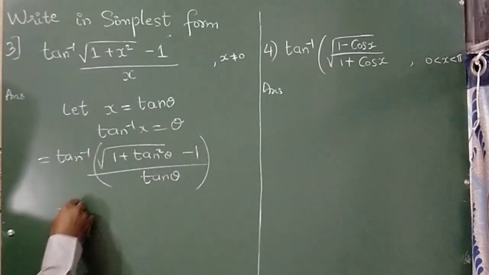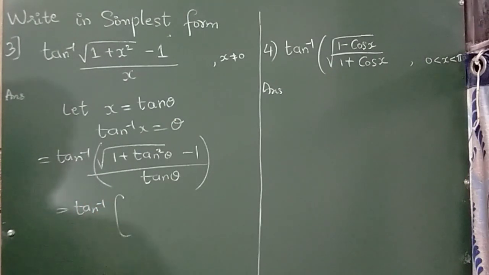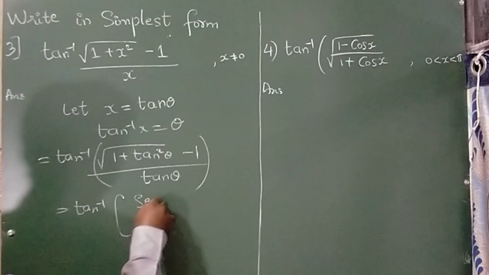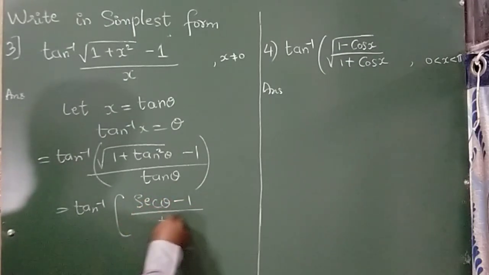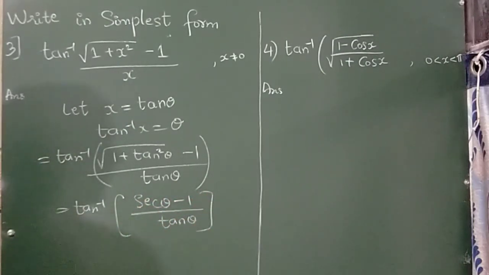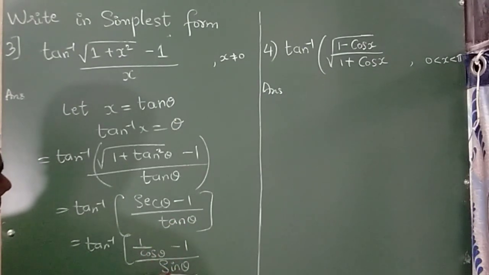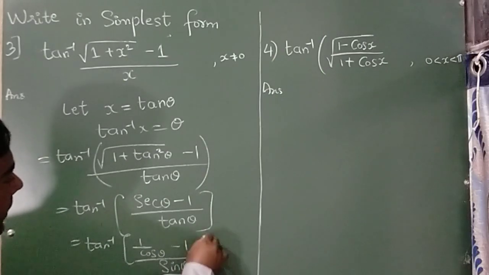So tan inverse of square root of 1 plus tan square theta minus 1, divided by tan theta. Fine. Now square root of 1 plus tan square theta is secant theta. Fine. Now what is secant theta? It is 1 upon cos theta, minus 1, and what is tan theta? It is sin theta upon cos theta.